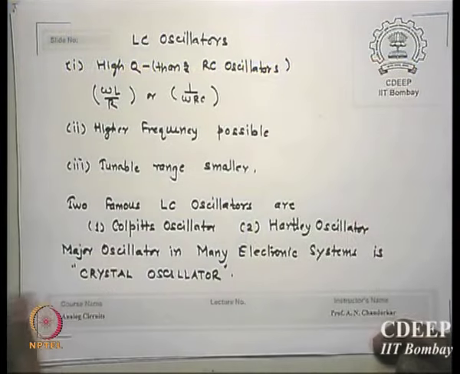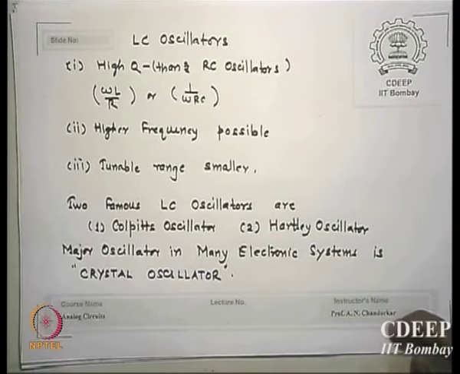There are two very famous LC oscillators in the literature. They were first made, if you recollect from the very first talk, I showed you some diodes made out of vacuum tubes, the Lee de Forest vacuum diode, a huge 6-inch tube. The first oscillator was made using vacuum tubes. Which are these two? Colpitts oscillator and Hartley oscillator, very famous oscillators. For the last 70-80 years, these have been popular.